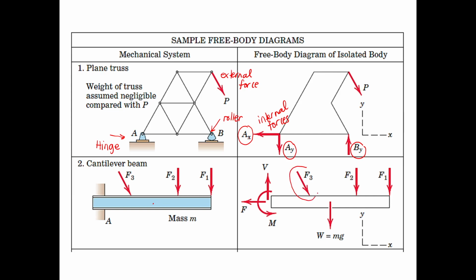Okay, so these are the external forces, F1 to F3. Now, the weight and the reactions are internal forces, meaning they are not directly applied, but they are internally present in the system. If you have a cantilever beam, usually the support here is fixed. It may be welded, it may be bolted, as long as the connection is fixed.